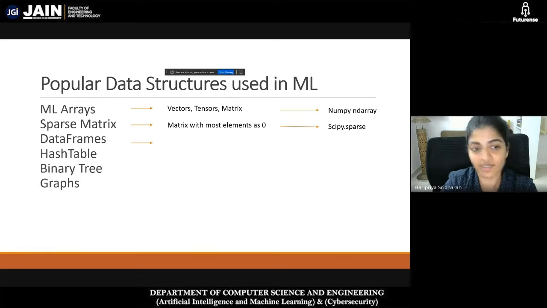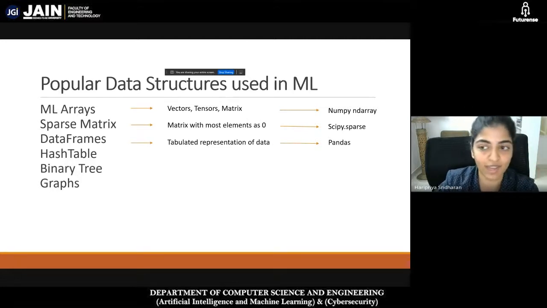And the next is data frames. A data frame is a tabulated representation of data, which you might understand. Pandas is very commonly used again in machine learning. We'll also get into the details of how data frames are used, what pandas is, what some of the cool features of pandas are, and how we interpret them.